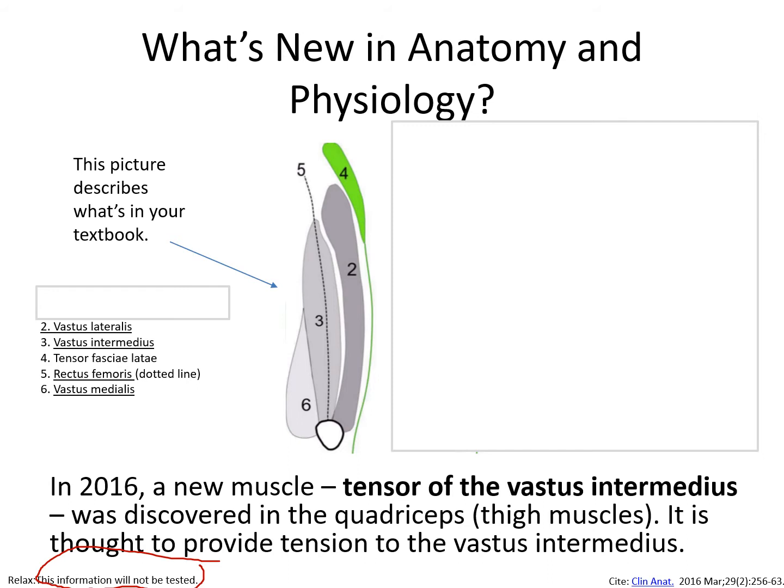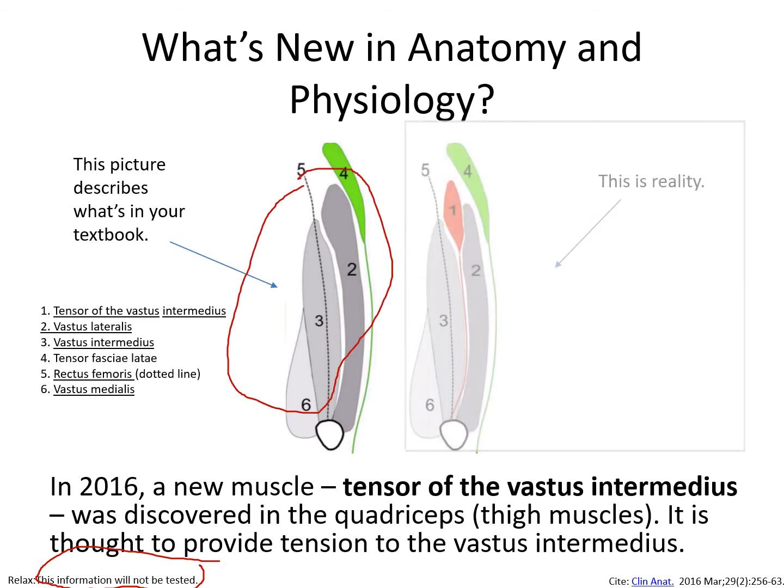And in 2016, we actually discovered a whole new muscle. It's called the tensor of the vastus intermedius. So even though what you see here is in your textbook, this is actually reality: there's a new muscle, in red here, that goes in between there. And so we actually have five muscles. I always find it really cool that we are discovering more and more things in anatomy and physiology.